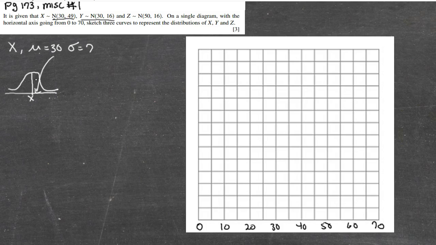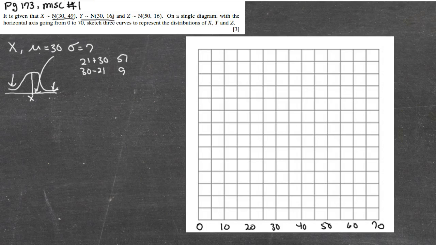That's 30. Now, we also know the standard deviation is 7, and we know that most of the graph is going to be within 3 standard deviations of the mean. So if I take 30 and add 21 to it, most of the graph is going to be within 51. And if I take 30 and subtract 21, I get 9. And so most of my graph is going to go from 9 to 51.